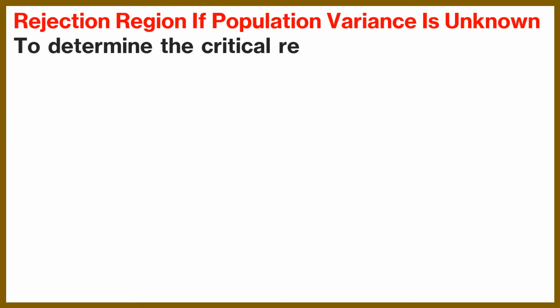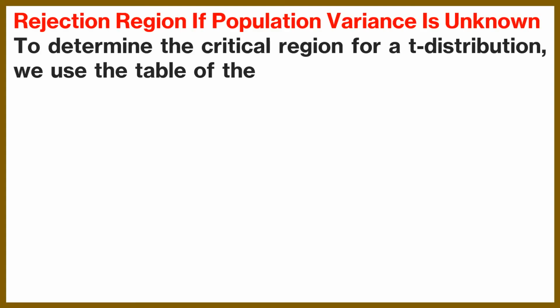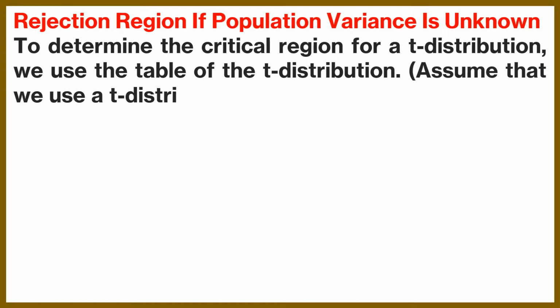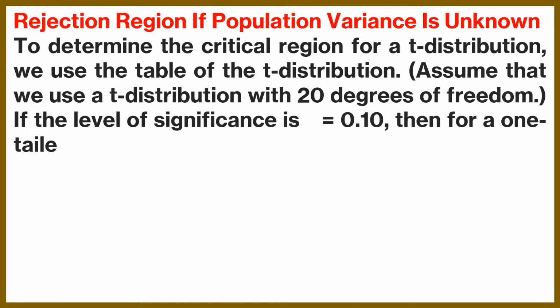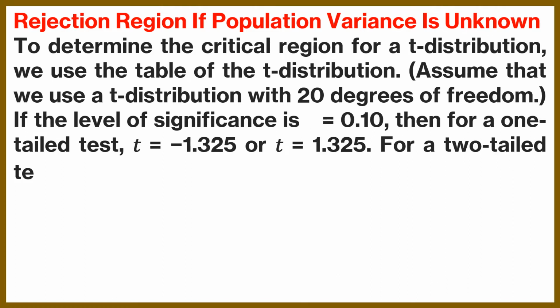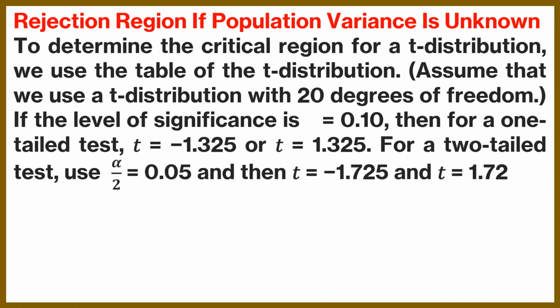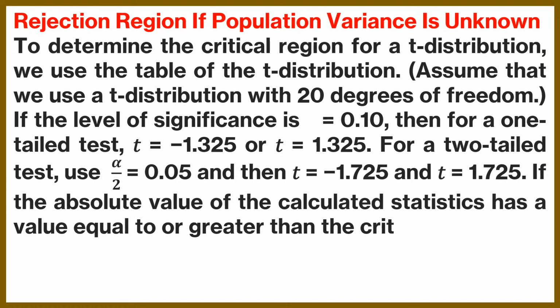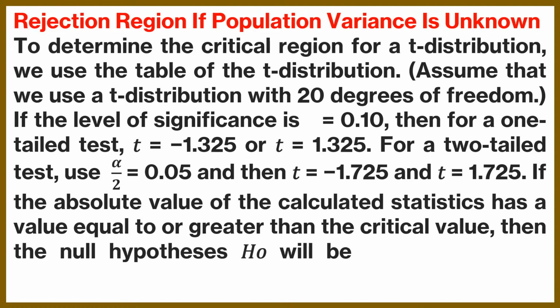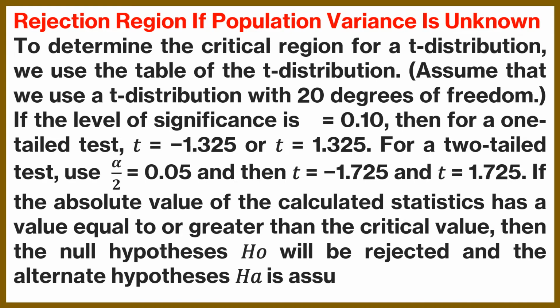Okay, the rejection region when population variance is unknown. So kapag unknown yan, t-distribution ulit yung gagamitin natin or the table of the t-distribution. Okay, let's assume that we use the t-distribution with 20 degrees of freedom. O, tingin kayo sa 20 degrees of freedom. So row ng 20 degrees of freedom and then the level of significance at 0.1. So ang makukuha nyong one-tailed test is for the left tail is negative 1.325 and then for the right tail is positive 1.325.